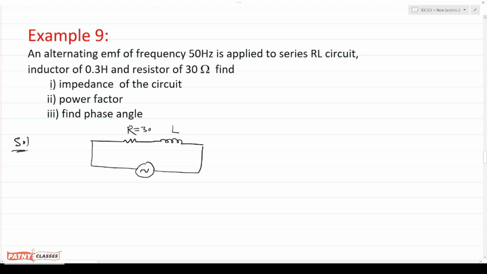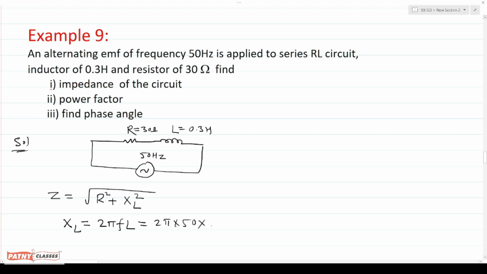R value 30 ohms and inductor of 0.3 Henry and supply frequency 50 Hz. We need to find impedance of the circuit, power factor and phase angle. So to find the impedance, what is the formula? Z equals under root of R square plus XL square. We don't have XL value. First we'll find out XL. XL is given by 2 pi FL, that is 2 pi, supply frequency 50, L value 0.3 Henry. This gives 94.2 ohms.